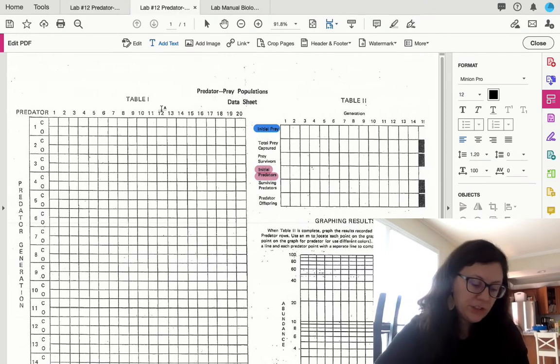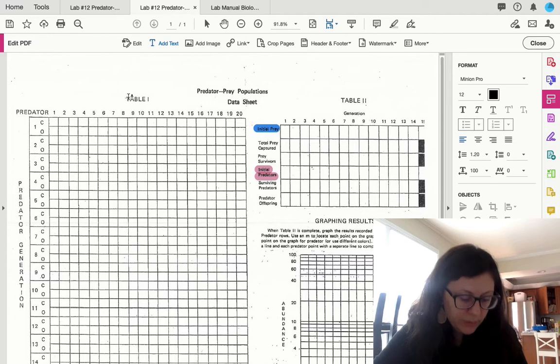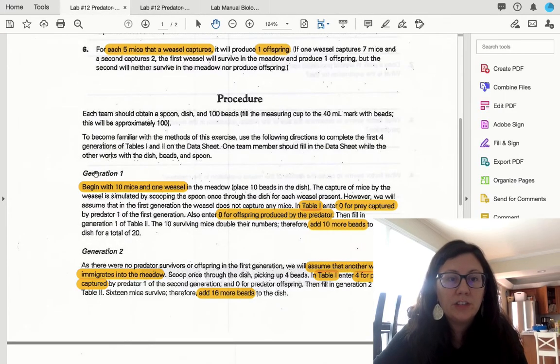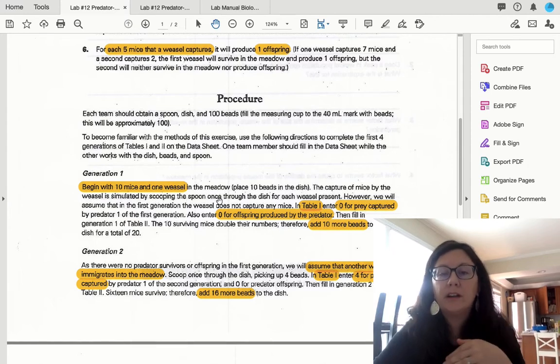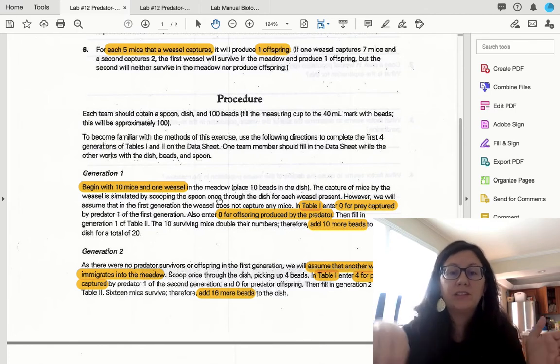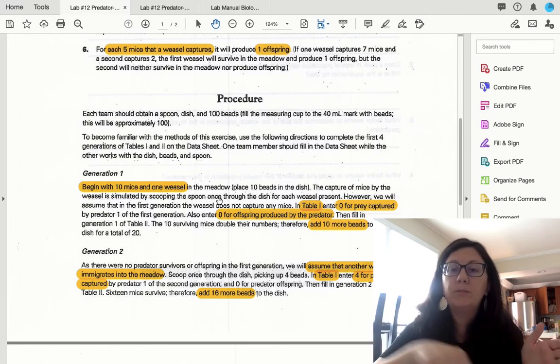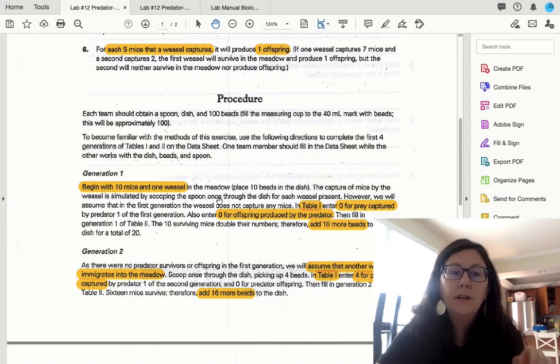So in the first generation, it says you're going to begin with 10 mice and 1 weasel. And it says the weasel in this first generation does not capture any mice. So right here under generation 1, begin with 10, you have 1 weasel. The capture of mice is simulated by the scooping of the spoon once through the dish, and it says elsewhere through the diameter of the dish, so through the center. You're not trying to scoop up all the M&Ms, you're just going through once through the diameter.